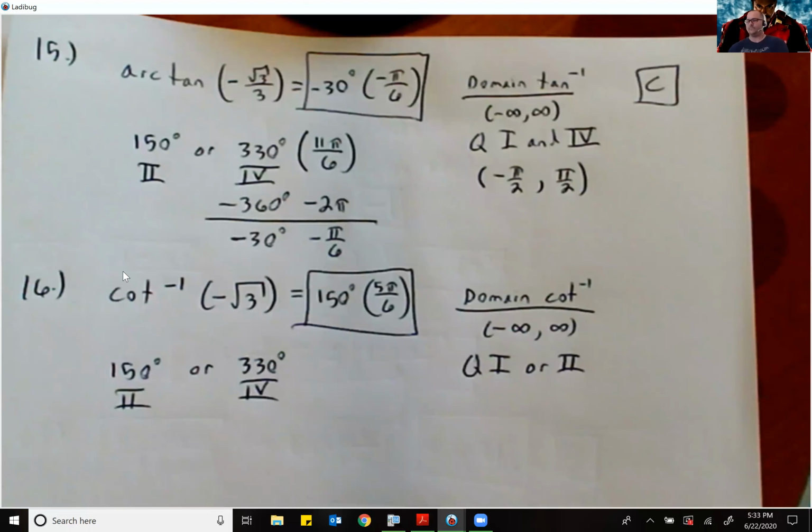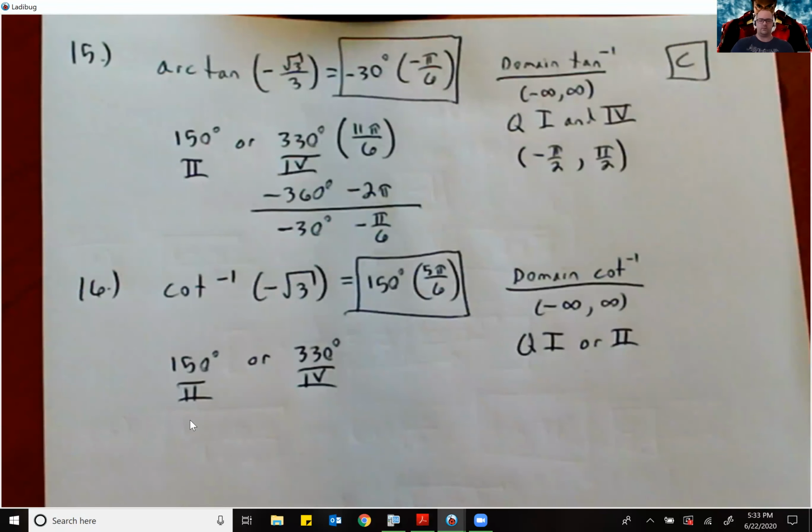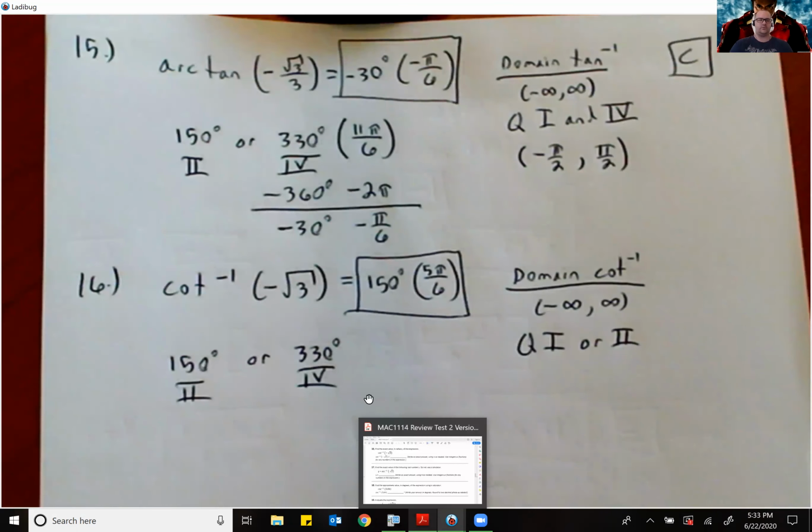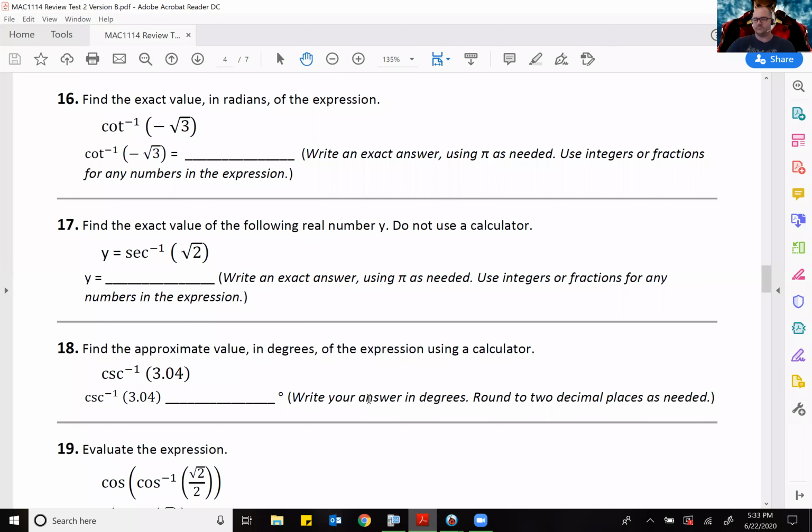All right. Moving on. All right, number 17. So this time we've got y equals secant inverse of the square root of 2.